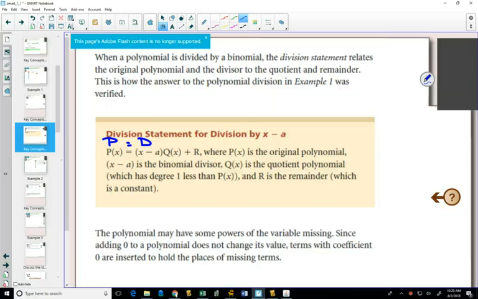Your divisor is what you're dividing by. I'm going to put a d there. Your quotient is your answer that you get after dividing, plus your remainder.